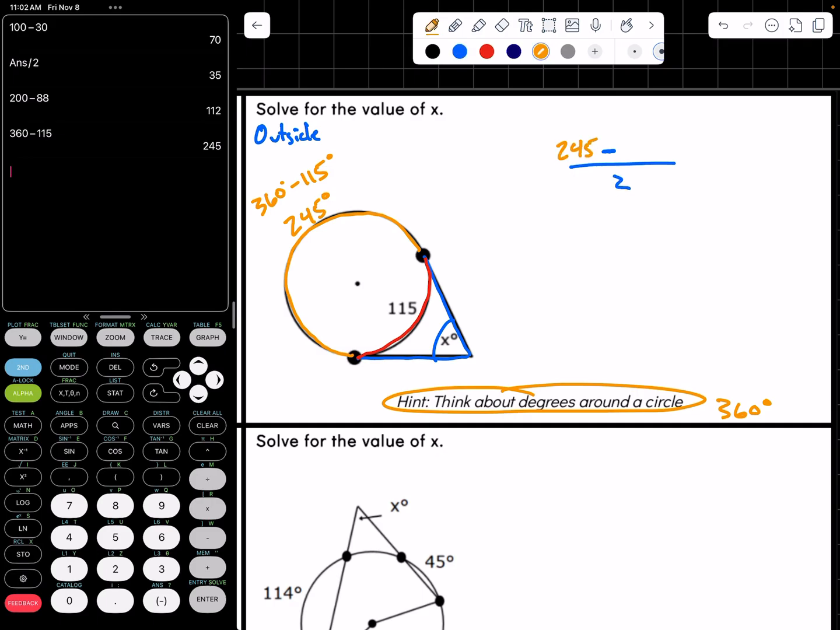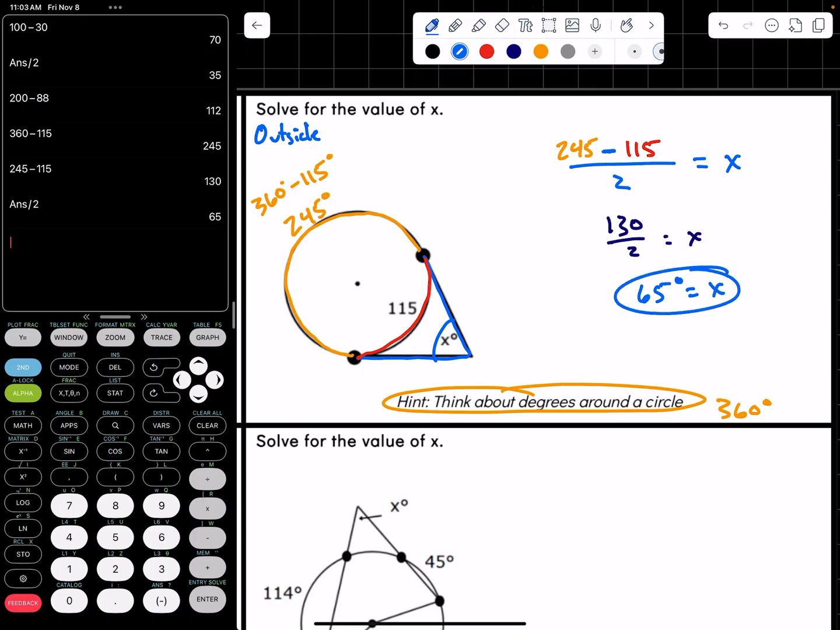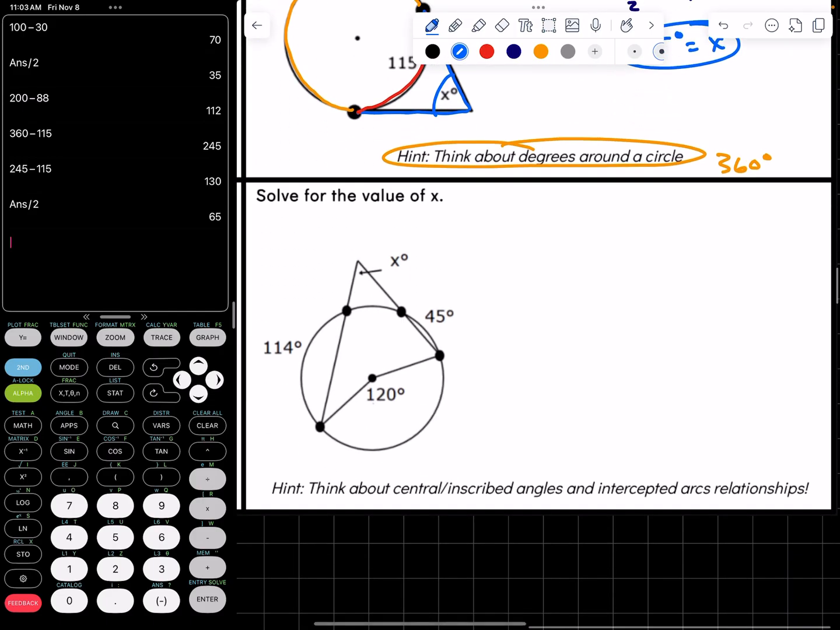245 minus 115 equals x. So I can take 245, subtract 115 from it to get 130 over 2 equals x. Divide that by 2. 65 degrees equals x. And then this last question, very similar, okay?